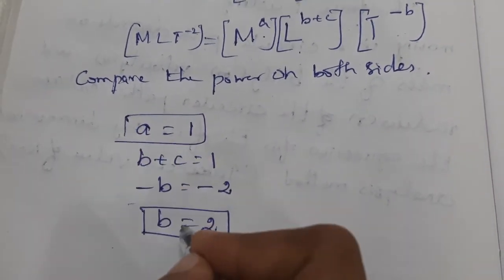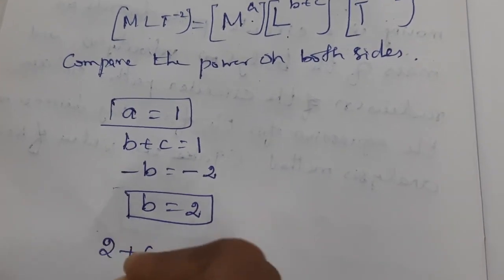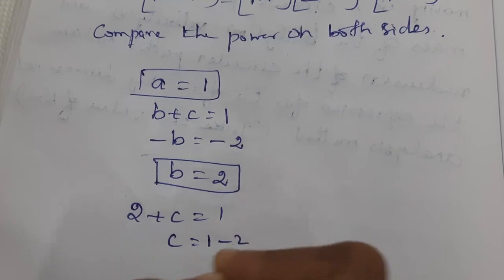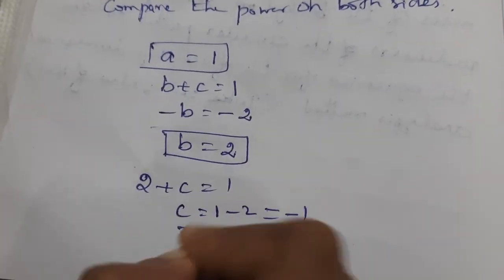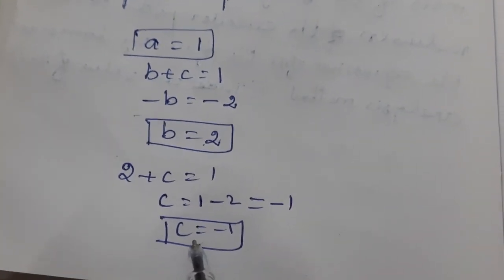Then for c, b equal to 2, substitute here. We can write 2 plus c is equal to 1. c is equal to 1 minus 2, that is equal to minus 1. So a equal to 1, b equal to 2, c equal to minus 1.